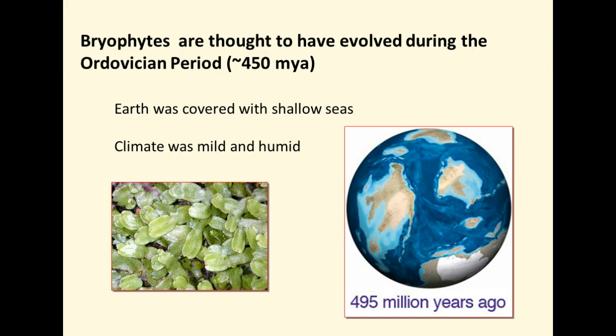So the Earth was covered in shallow seas. So you can see that the continents are different, right? And there's a lot of very shallow places on the land. And we had a mild and humid climate. So obviously, mild and humid is good for the mosses because that allows liquid water to bathe them and allows reproduction to occur.